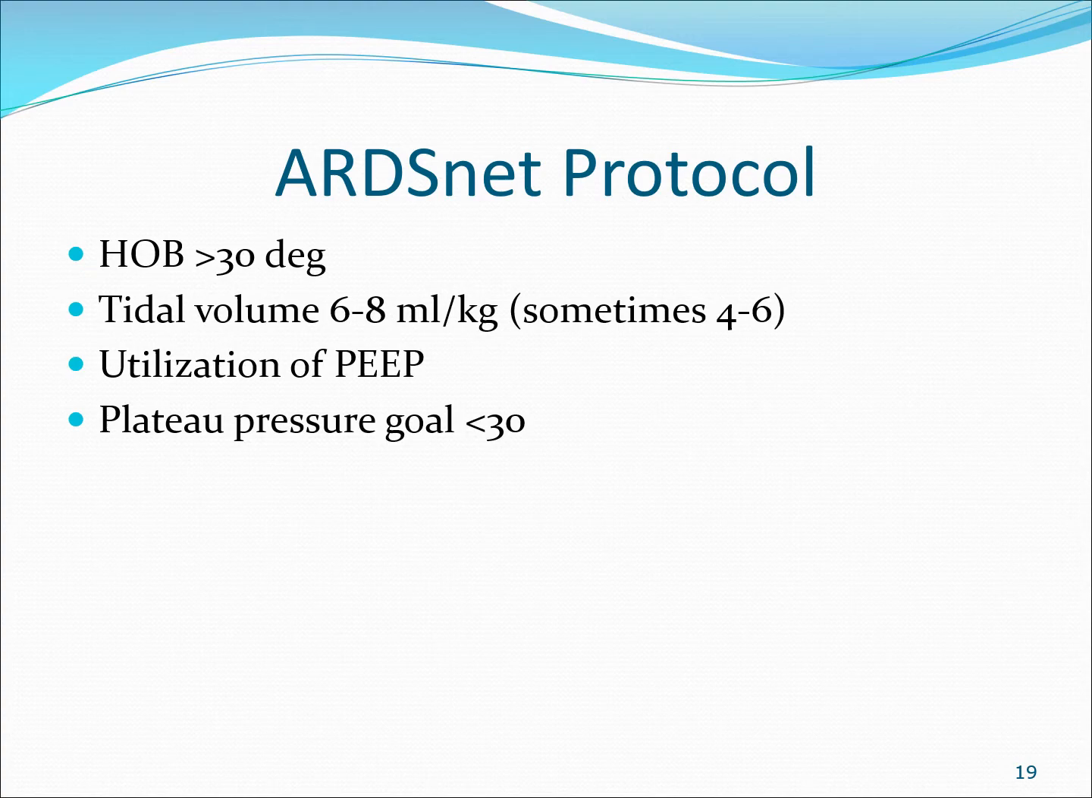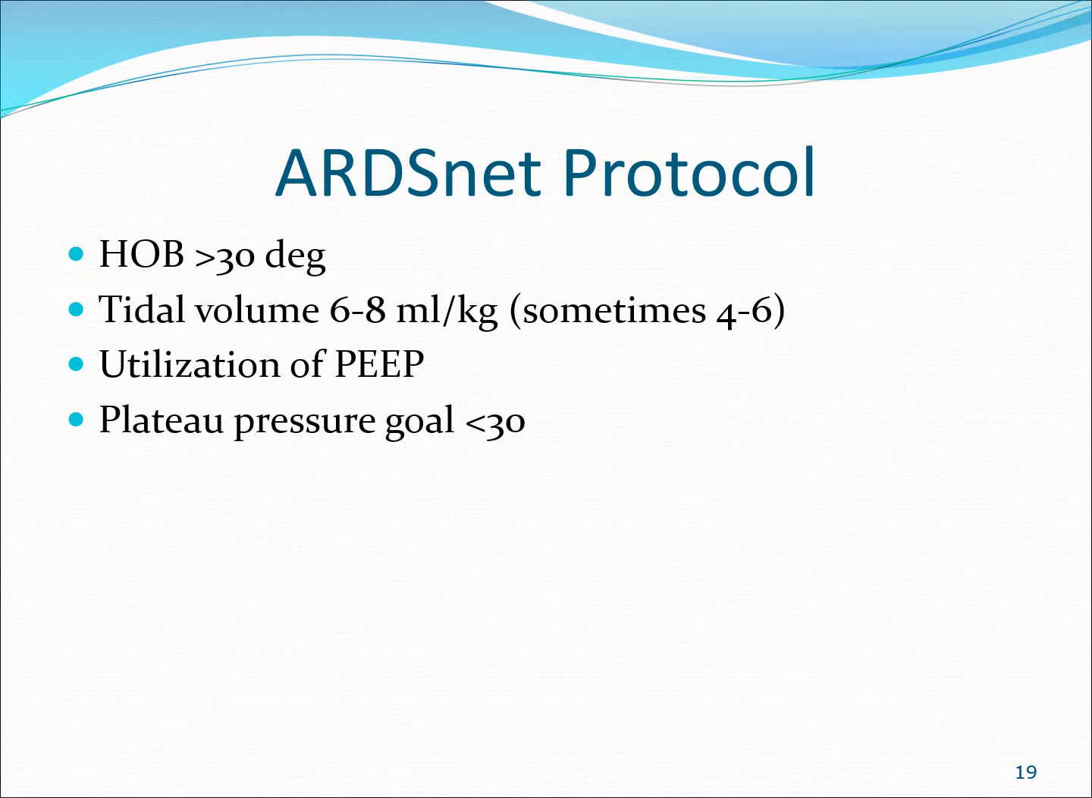So the ARDSnet protocol basically uses a low tidal volume strategy of anywhere from 6 to 8 cc's per kilogram, and sometimes they'll use 4 to 6 based upon the condition. So if your PF ratio is less than 200, they're going to really use a low tidal volume strategy of 4 to 6. But if your PF ratio is anywhere from 200 to 300, 6 to 8.